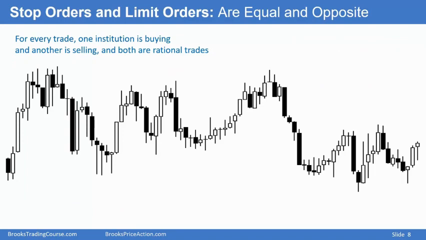Since 95% of all trades are traded by institutions, you should assume that for every trade, one institution is buying and another one is selling. You also have to assume that both are doing something that is rational. How can it be rational for one institution to buy and another institution to sell? Well, 90% of the bars on every chart are either in a channel or a trading range, and if you manage your trade correctly, scale in, you should be able to make money buying or selling at any given moment.